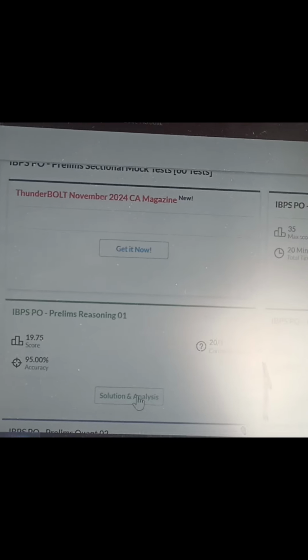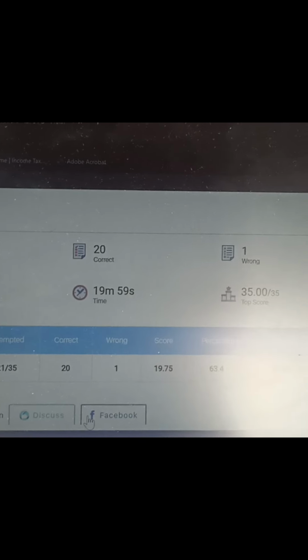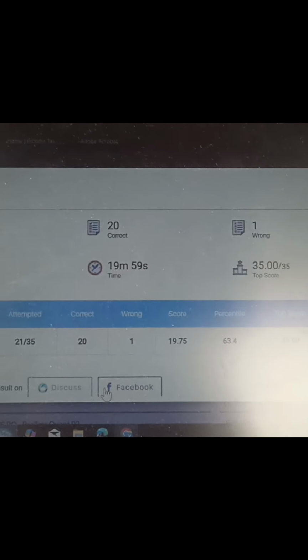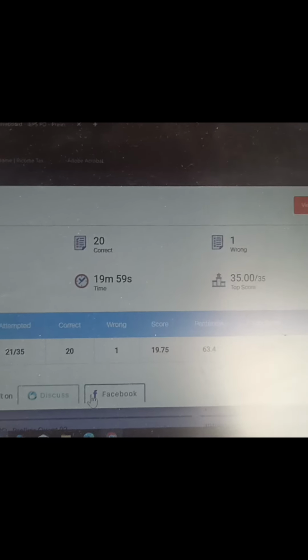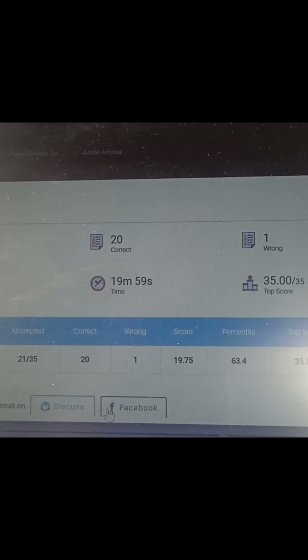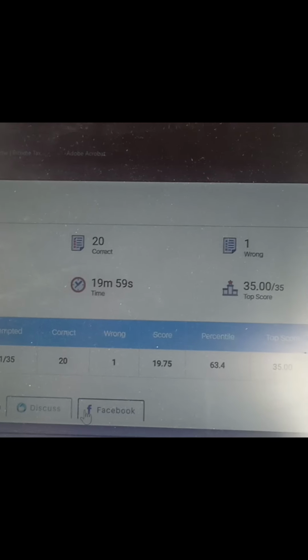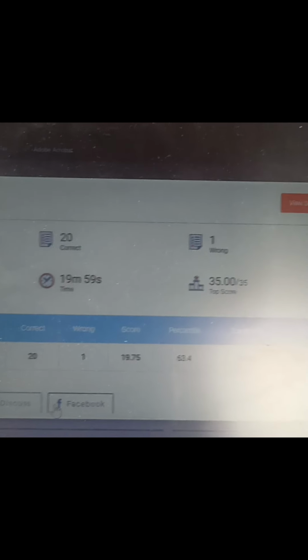And also yesterday I gave the IBPS PO prelims sectional mock of reasoning. There you can see I attempted 21 questions. In that 20 were right and I made one question wrong, and I got a score of 19.75 out of 35. My percentage is 63.4. This is not bad, but I need to improve.